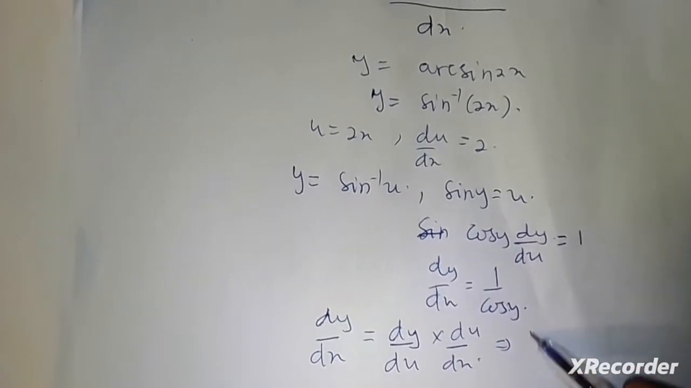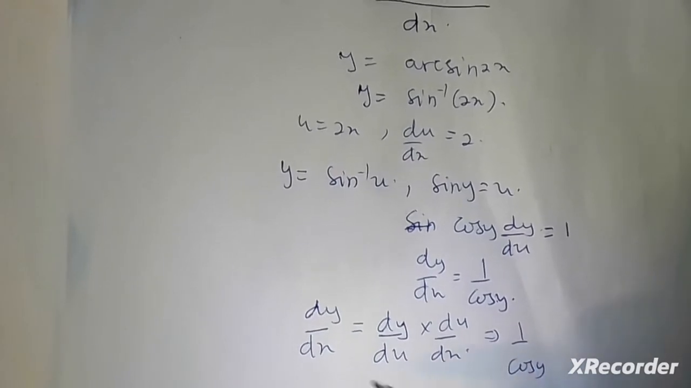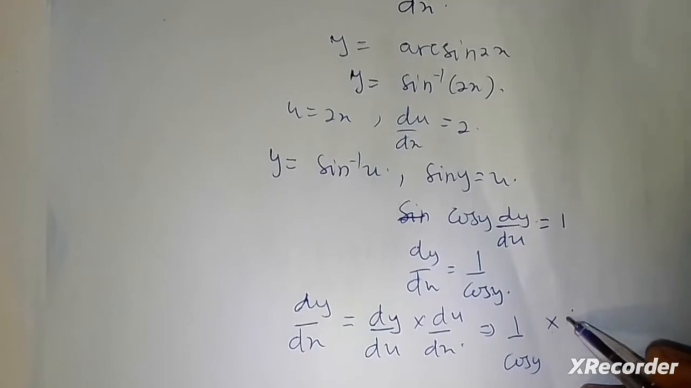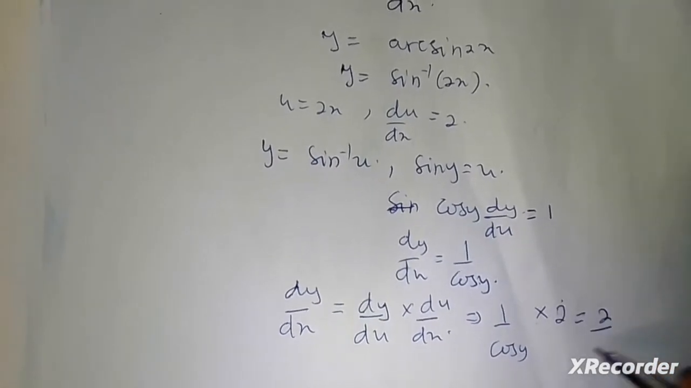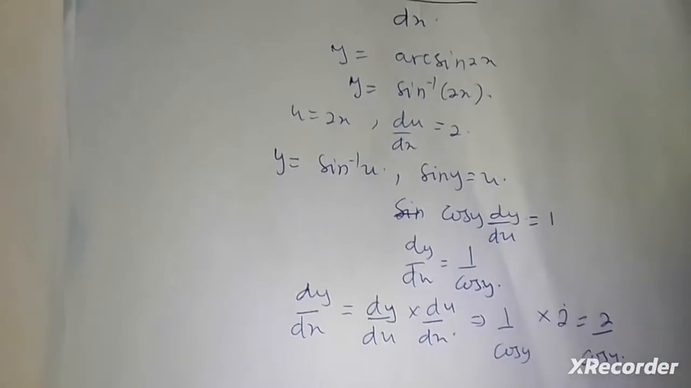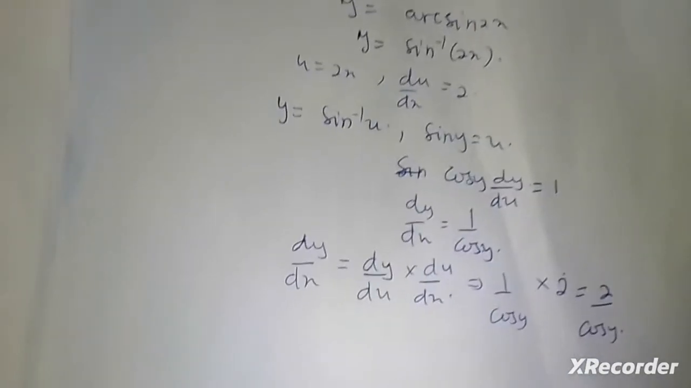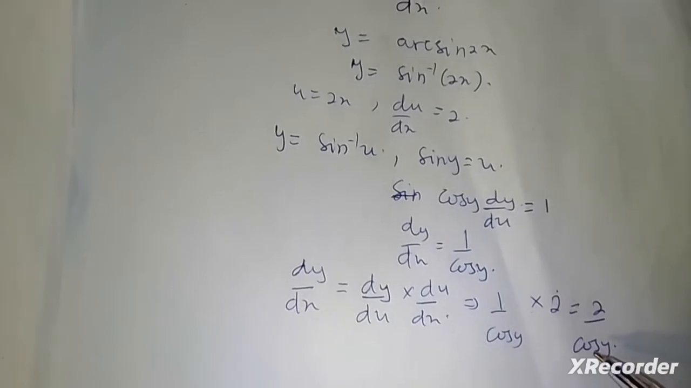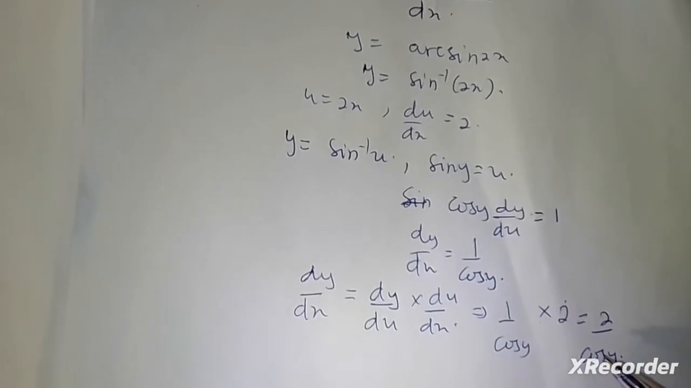Hence we get 1 over cos y, which is dy over du, to multiply with the 2 we have up there. So 2. And that will give us 2 over cos of y. Now we have to make y the subject here. You have to eliminate this y, and it should be in terms of x. So how do we go about that?